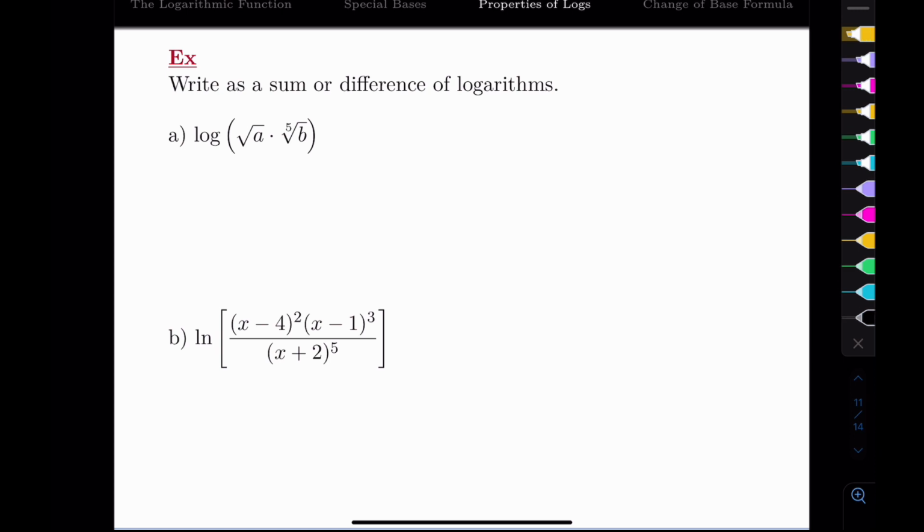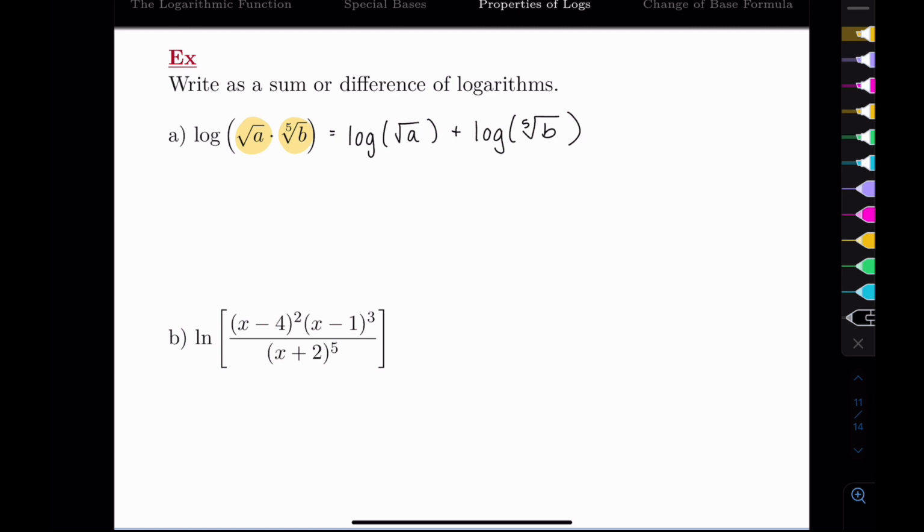So for this very first one, the very thing I notice first is I have something times something inside my logarithm. So my property tells me that I'm going to be able to split this as log of the one plus log of the other. Okay. With these, it's definitely hard to figure out when you need to stop, but pretty much if you can apply a property, apply it.